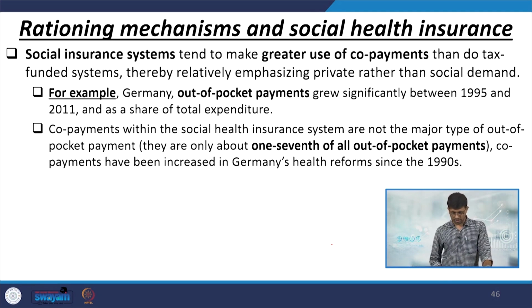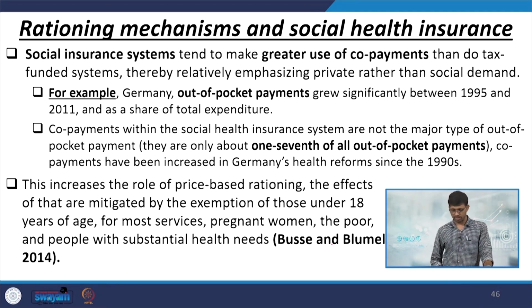Co-payments have also increased in Germany's health reform since 1990. This increases the role of price based rationing when we have issues of co-payments. The effects of that are mitigated by the exemption of those under 18 years of age, and for most services, pregnant women, etc., the poor, and the people with substantial health needs.